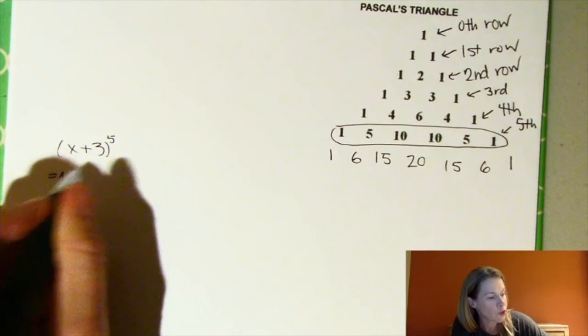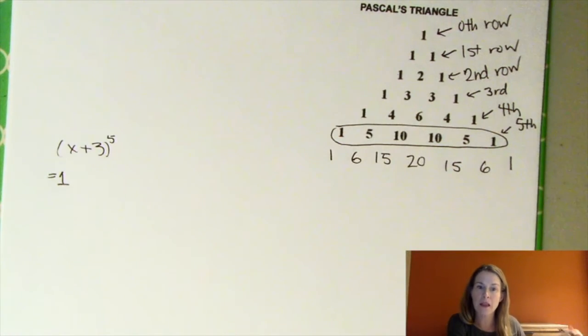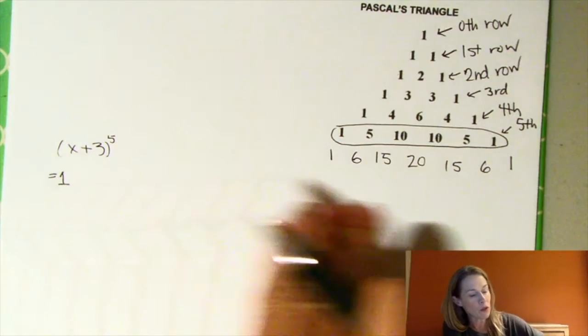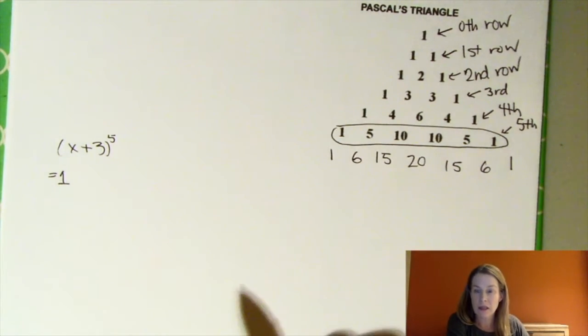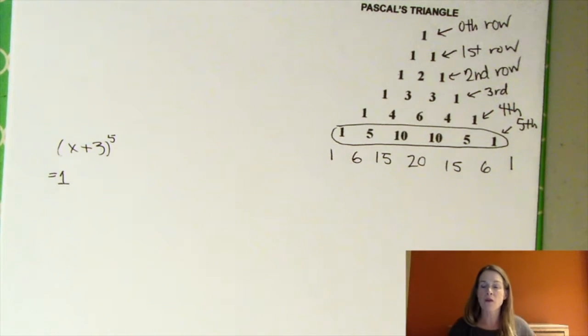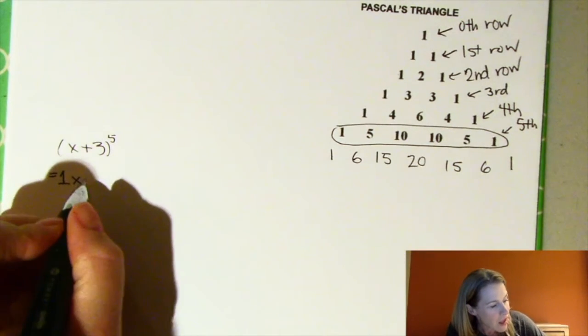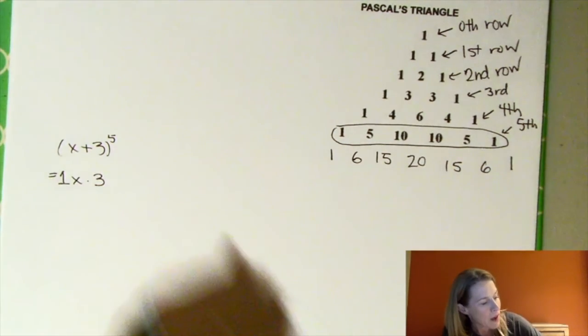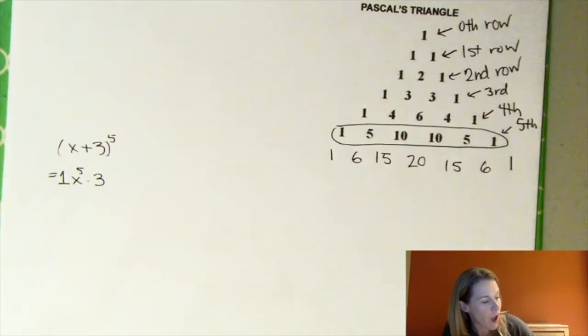I then look at the terms within the binomial. I have an x and I have a 3. So every term along the way is going to have x to some power and 3 to some power. And those powers are always going to add up to 5 because in this case we're doing x plus 3 to the 5th. So I'm going to have x and I'm going to have a 3. The power on the x is going to start off at 5. The power on the 3 is going to start off at a 0.